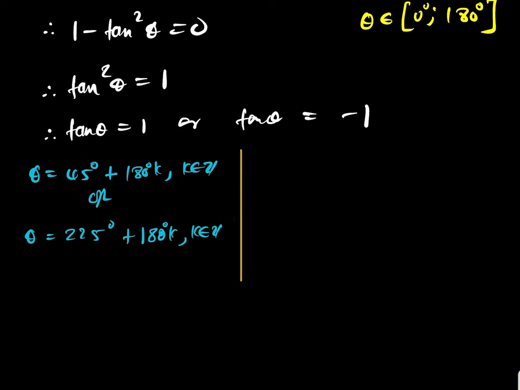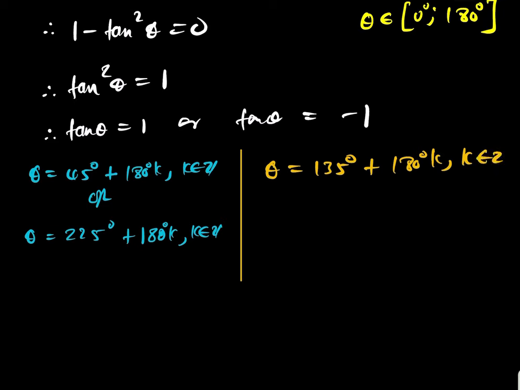Now let's check the other one. The other one, we are going to say where is the tangent negative. So it's negative in the second quadrant and the fourth quadrant. So that means theta is going to be 135 degrees for the second quadrant part. Say 180 minus the reference angle of 45, and then plus 180 degrees k where k is an element of integers. Think about that one. That should really be easy.